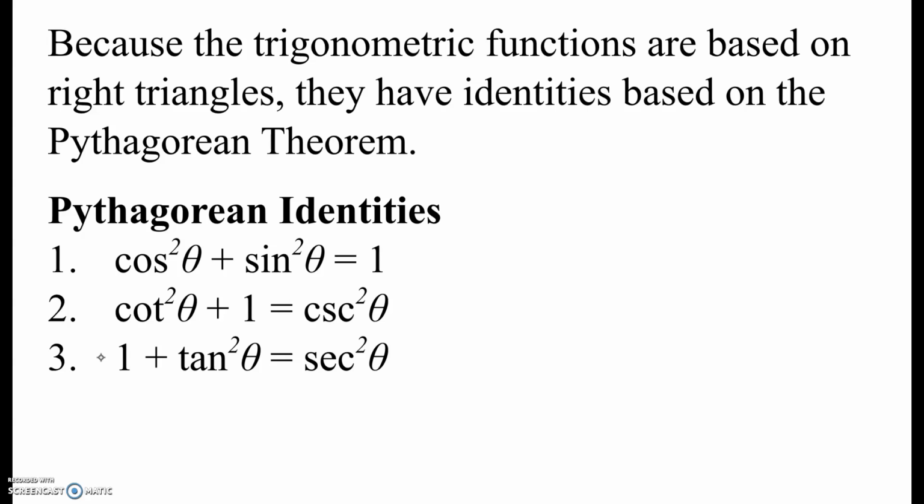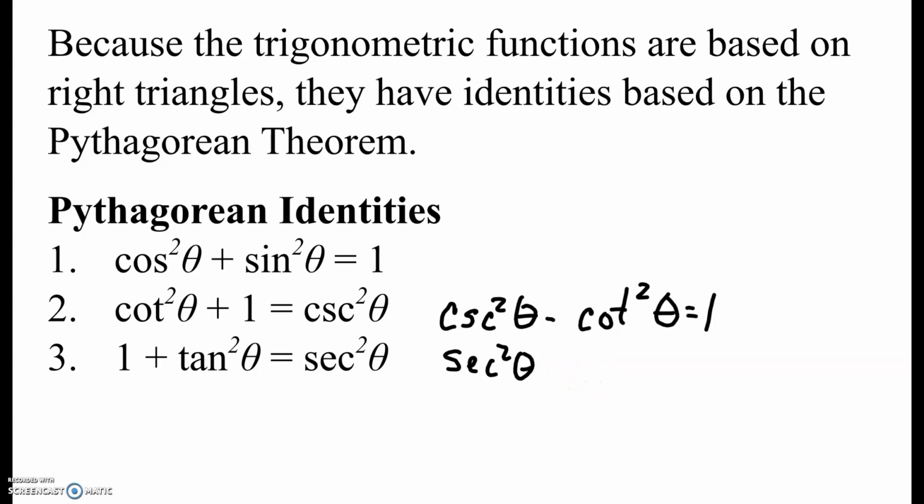Often the second and third identities can be solved so they're equal to 1. We could have cosecant squared theta minus cotangent squared theta equals 1. And we could have secant squared theta minus tangent squared theta equals 1.